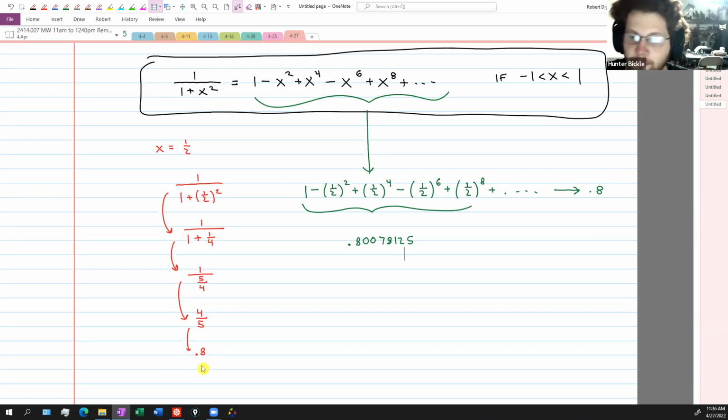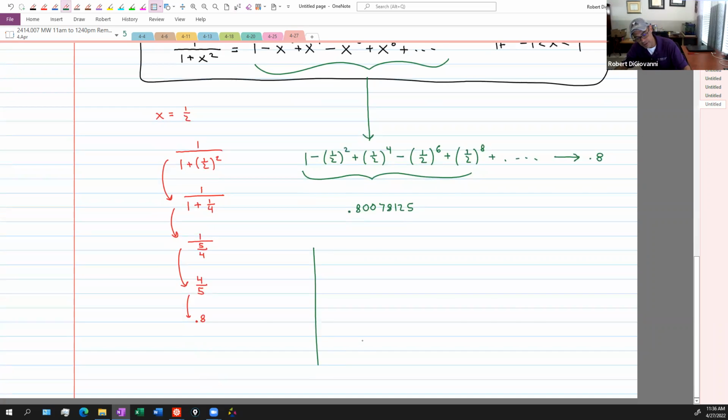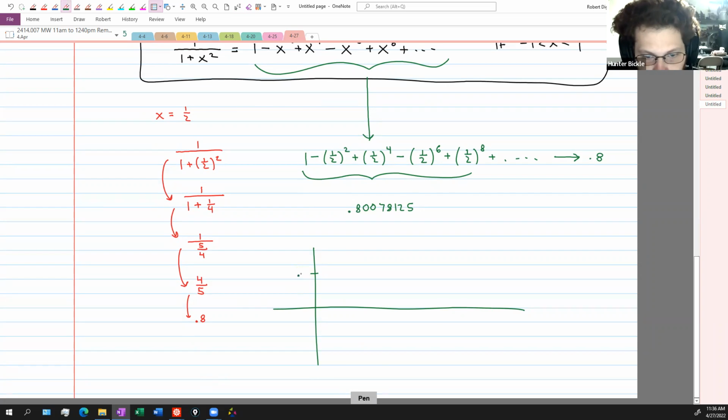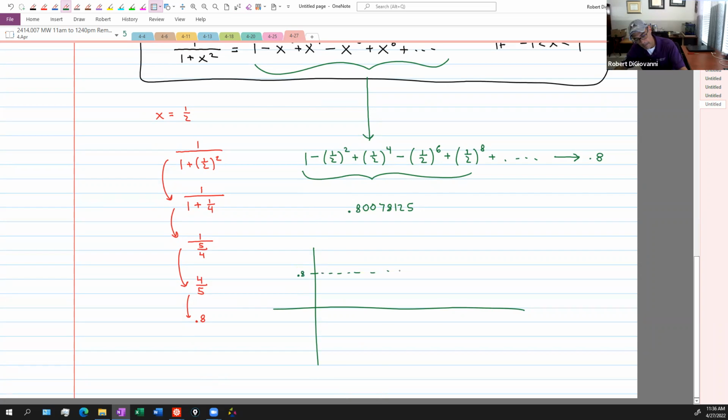Closer, closer. What's funny is I tacked on the next one, because the next one is minus x to the 10th, and it actually went to 0.799. It's because it's jumping up and down over it, going back and forth. If you look at it almost like a sequence, if this is 0.8, the further we go out, it's getting closer and closer, above and below.